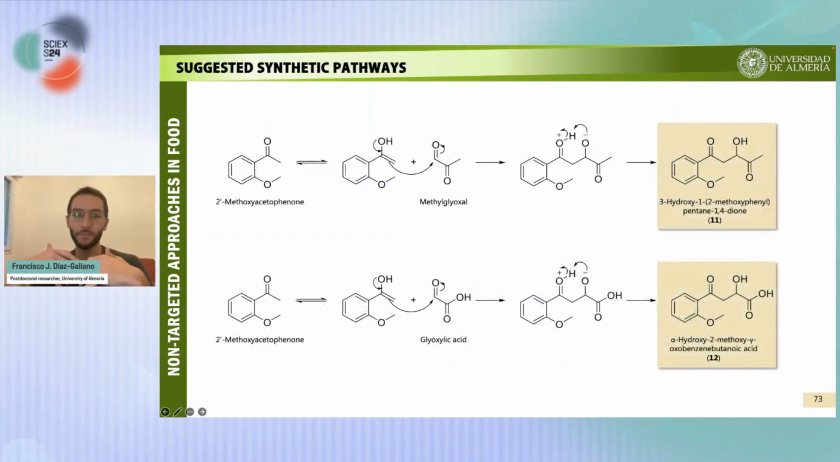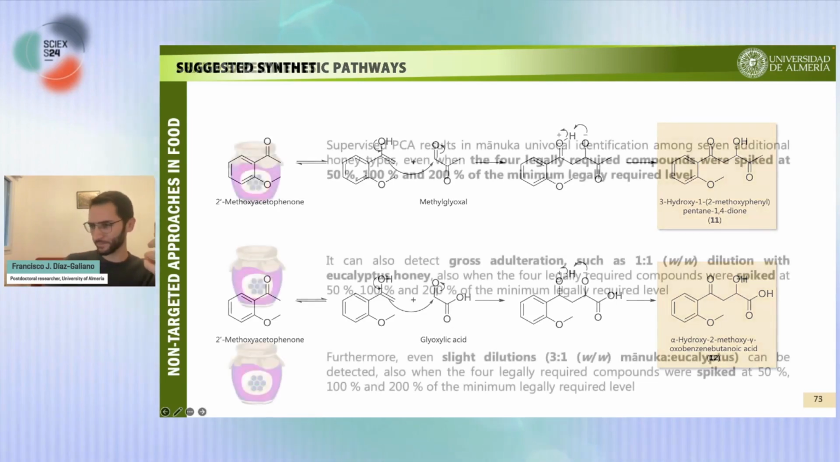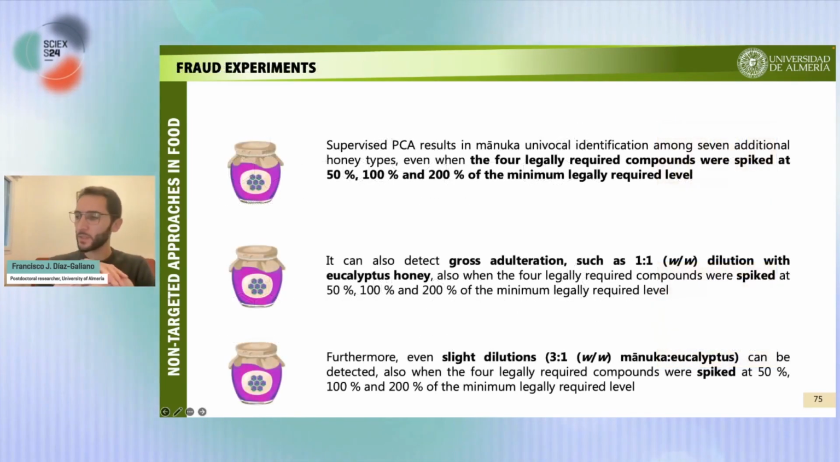And moreover, some synthetic routes were also proposed because it's not only important to find these new compounds the first time you describe this structure, but also try to think where they can come from. And we found a way in which they could come from compounds that are known to be present in Manuka honey. So this was the last part on the natural product identification.